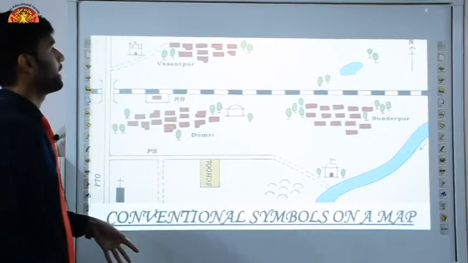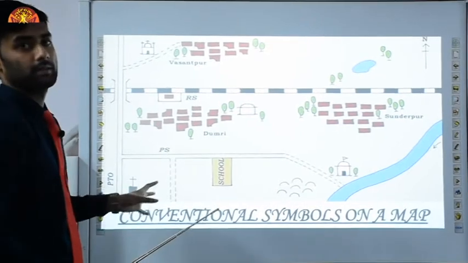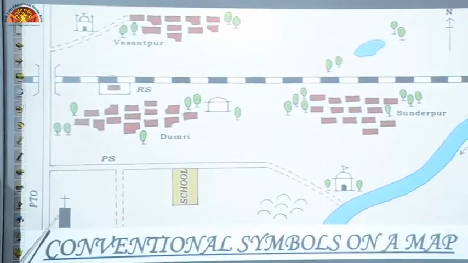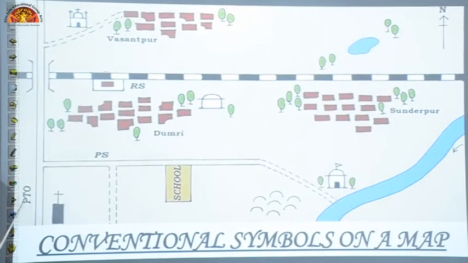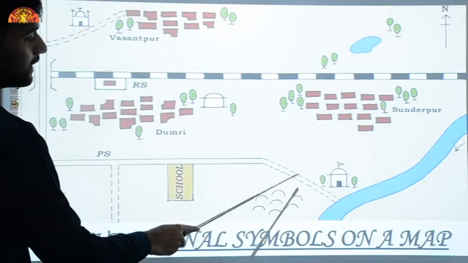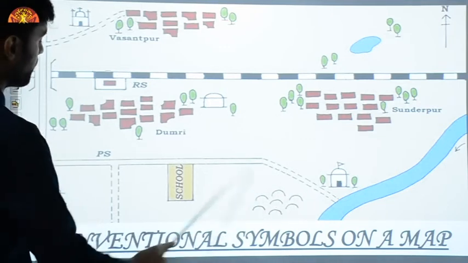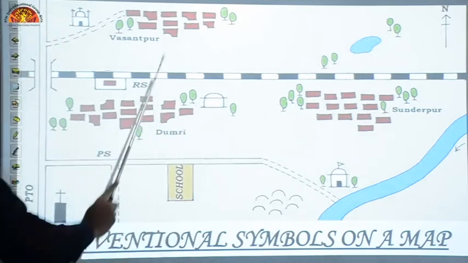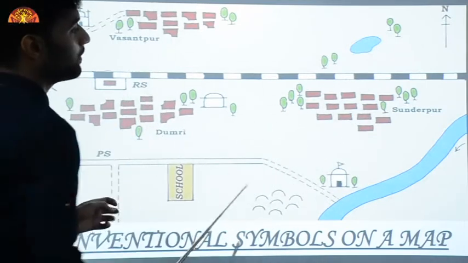Here is a map, for example. On this map you can see all the symbols being used. Let's start. Here is a church, here is the telegraph office, then there is a school. This shows the graveyard. Now this dotted line here is the unmetalled road, while this is the metal road. These brown blocks that you see are settlements where people live.